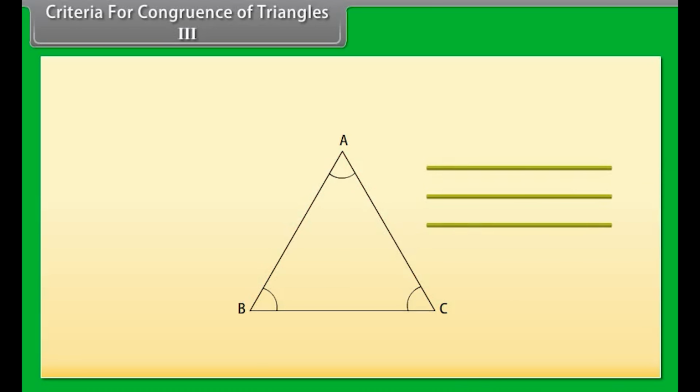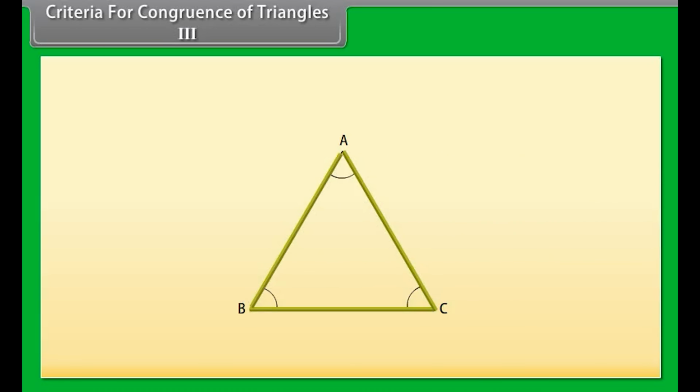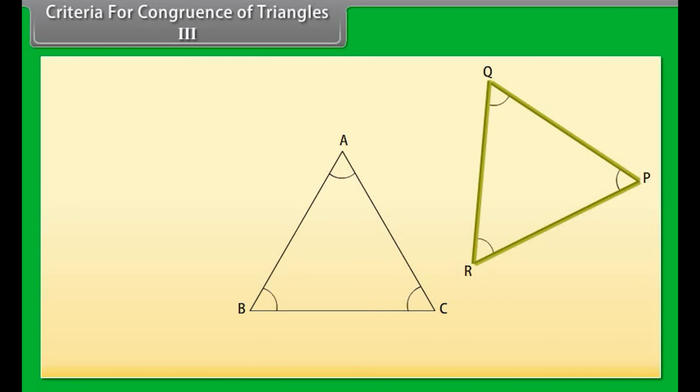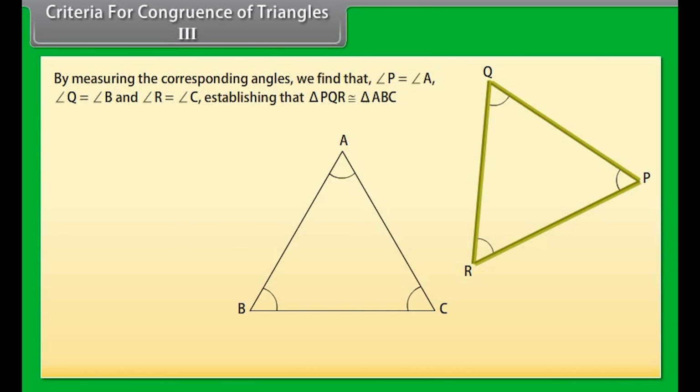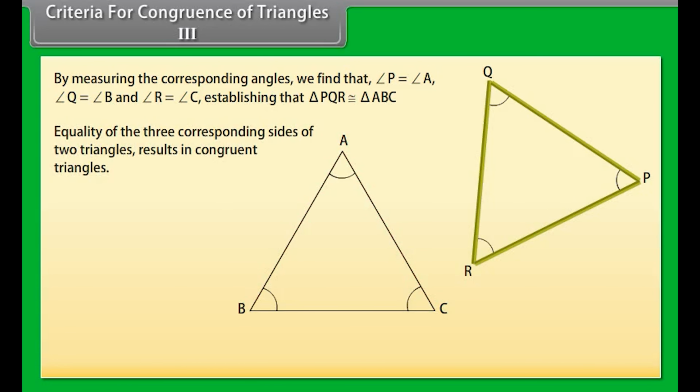Now take 3 thin sticks equal in lengths to sides AB, BC and CA of triangle ABC. Place them in any order to form triangle PQR near the triangle ABC. By measuring the corresponding angles, we find that angle P is equal to angle A, angle Q is equal to angle B, angle R is equal to angle C, establishing that triangle PQR is congruent to triangle ABC. This means that equality of the 3 corresponding sides of 2 triangles results in congruent triangles.